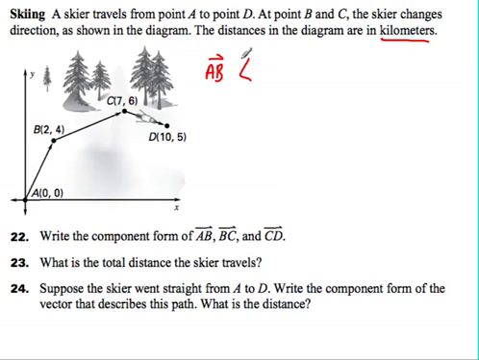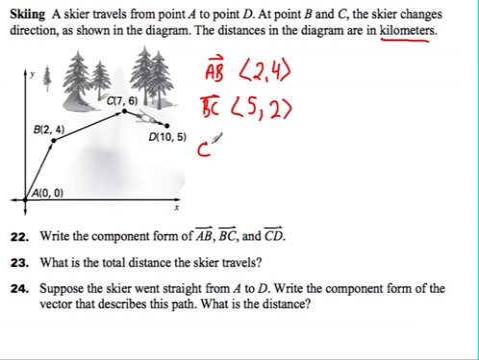Well, to get from 0 to 2, I have to add 2. To get from 0 to 4, I have to add 4. That's pretty straightforward. For BC, let's see. To get from 2 to 7, I have to add 5. To get from 4 to 6, I have to add 2.